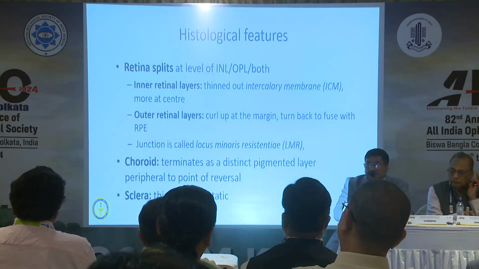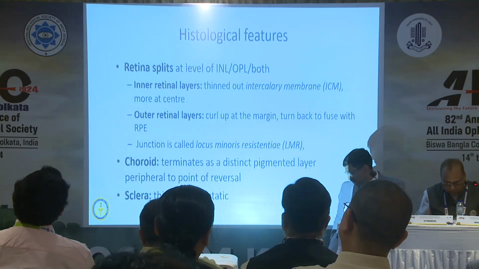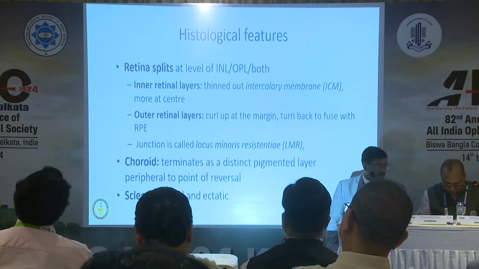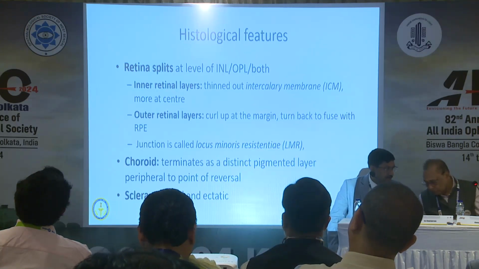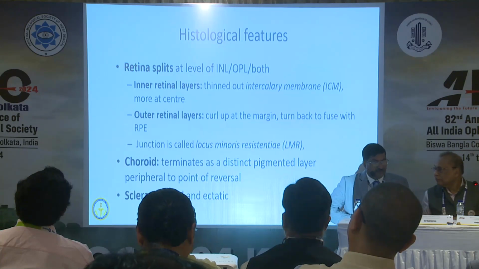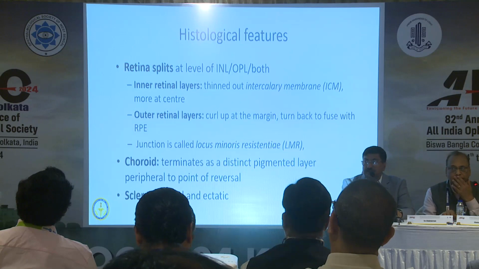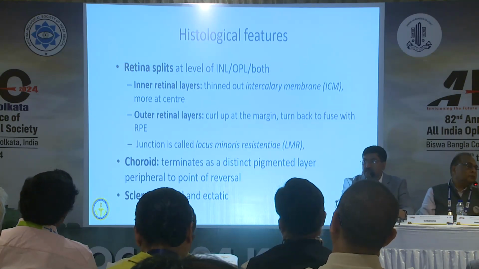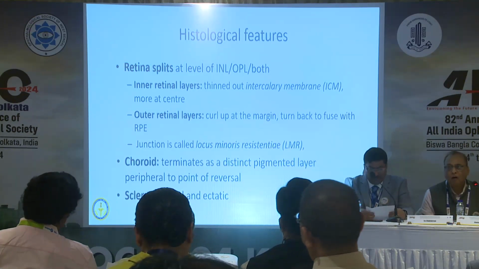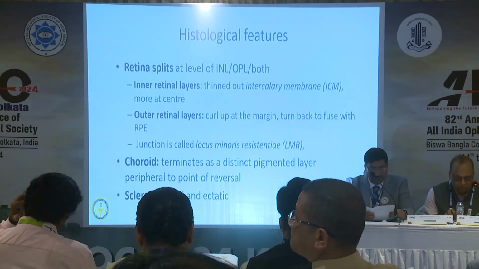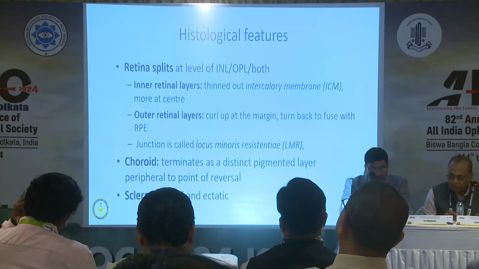The retina splits at the inner nuclear layer or the plexiform layer. The inner layers continue to form a thinned out intercalary membrane, where the outer layers curl up to fuse back with the RPE. The junction is called locus minoris resistentiae. The choroid terminates peripheral to the point of reversal, while the sclera is thinned and ectatic.